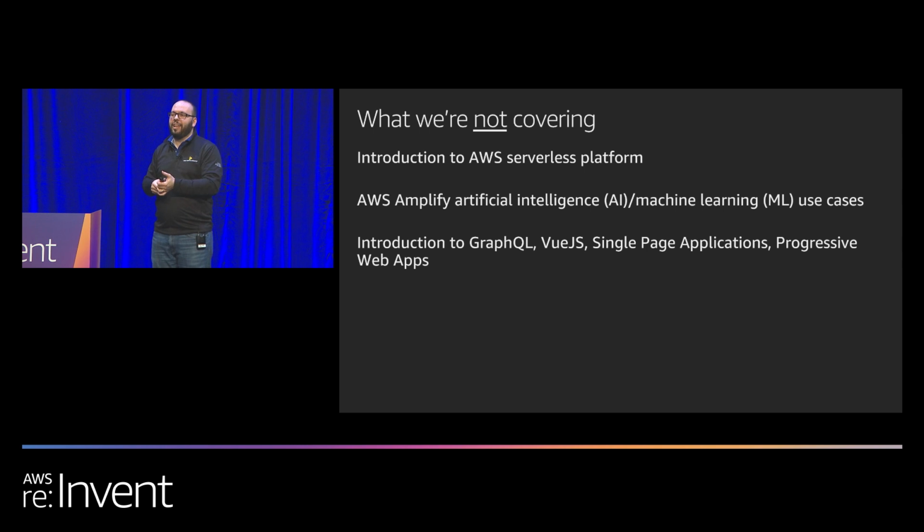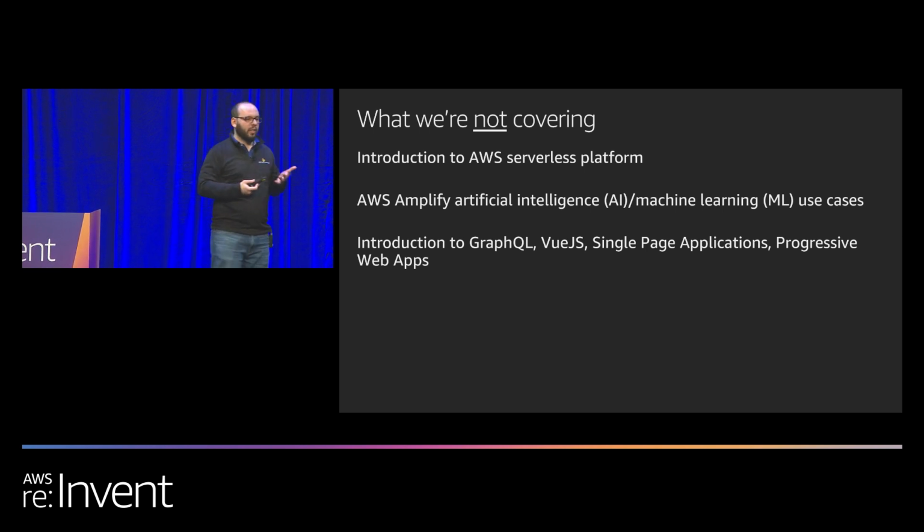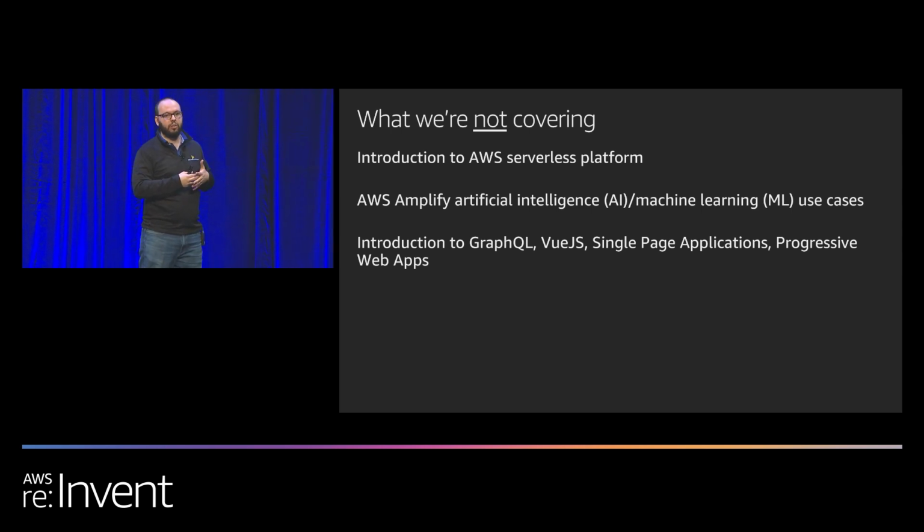Also, it's important to set the expectations of what we're not going to be covering. This is a 300-level session, so I have some expectations about what you already know. We're not going to be able to introduce you to AWS Lambda and all of its features, or some of the services we use. I will briefly touch on some of those services and why we use them, but I'm not going to be able to dive into every specific feature of how they work and why they're useful.